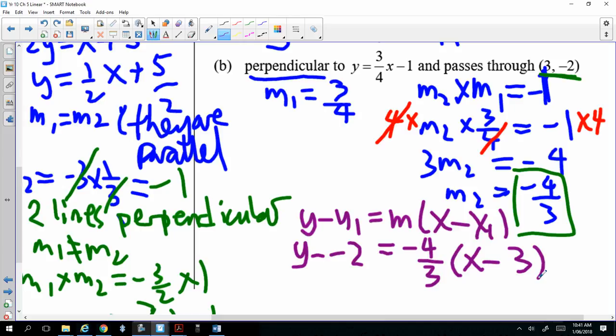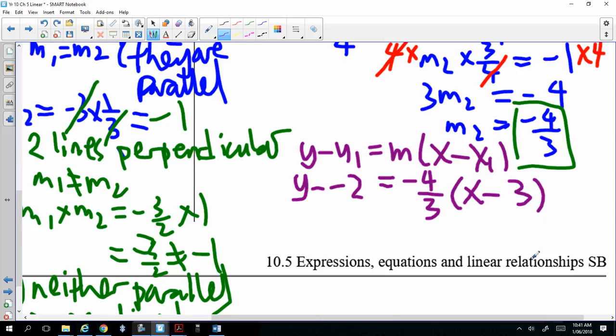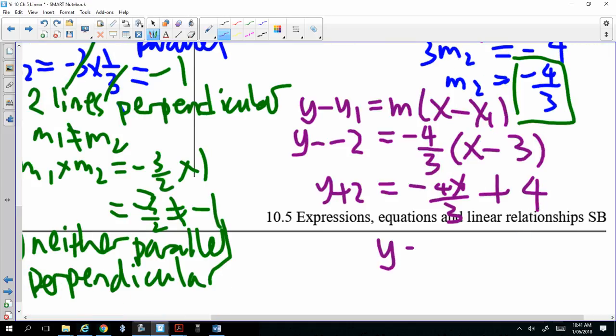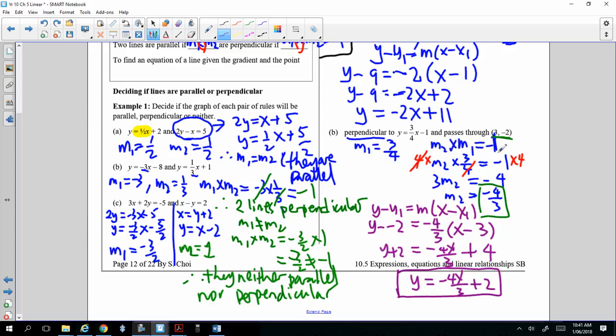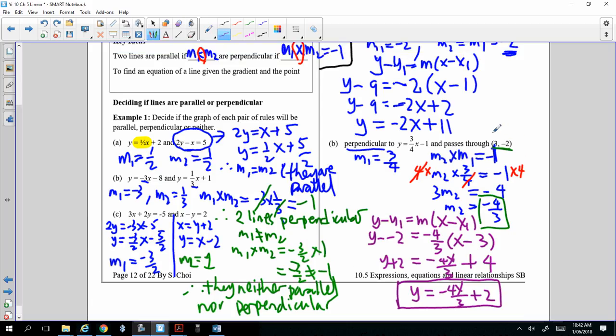And then you just have to expand and simplify. So you get y plus 2 equal to -4x/3 plus, the 3 and the 3 cancel, you get 4. So your answer will be y equal to -4x/3 plus 2, your equation of the line. So this line will be perpendicular to the other line, passing through this point. All done. Any questions? So you can start exercise 5H today. Thank you.